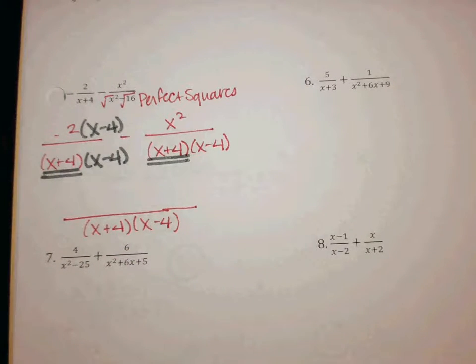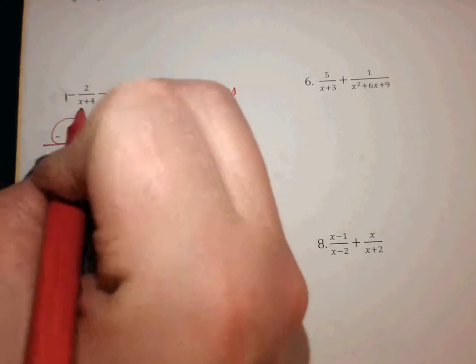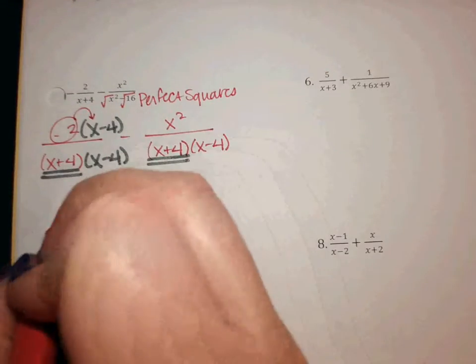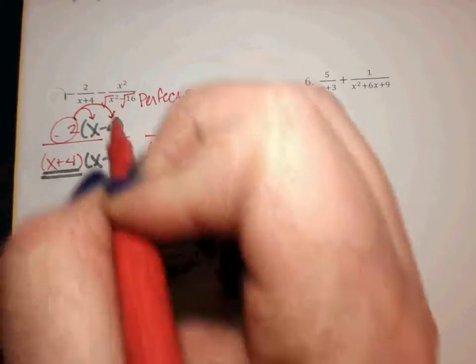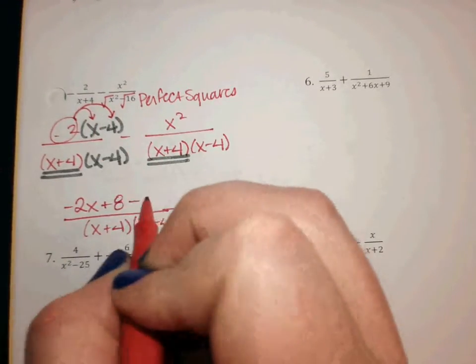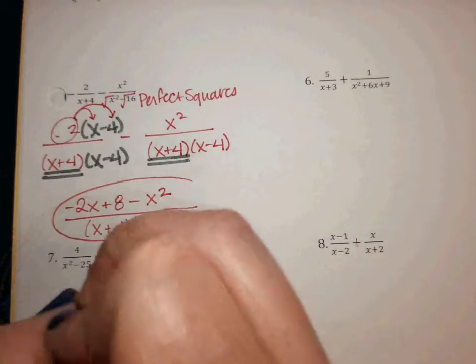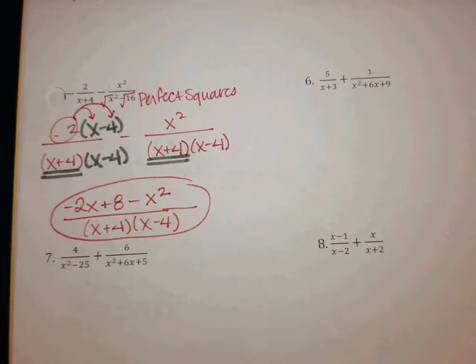And then on top, I'm going to have to distribute the minus 2 from right here. So it'll be minus 2 times x is minus 2x. Minus 2 times minus 4 is a plus 8. And then a minus x squared. And I know I'm done because I can't put an x and an x squared together, so that means you don't have any like terms to combine. Okay?